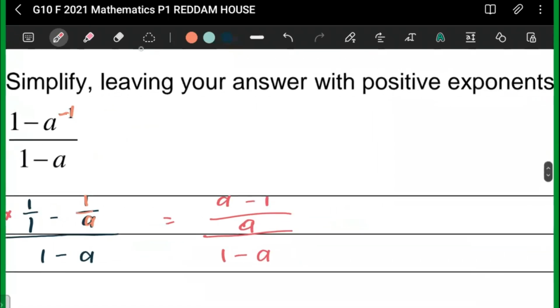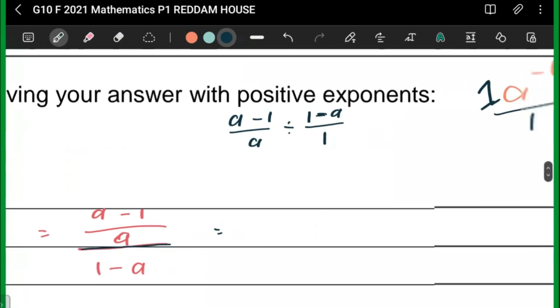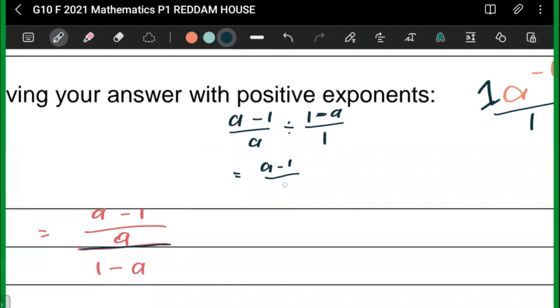So one thing I normally do is, if you see that there are too many division lines, change one of them to a division symbol so that you can carry on and see what happens. So here we can have a minus 1 over a, the whole thing divided by 1 minus a. So you can put this over 1. Now, with that being said, we can flip this over. So it's like a minus 1, flip this over, you're going to have 1 over 1 minus a.